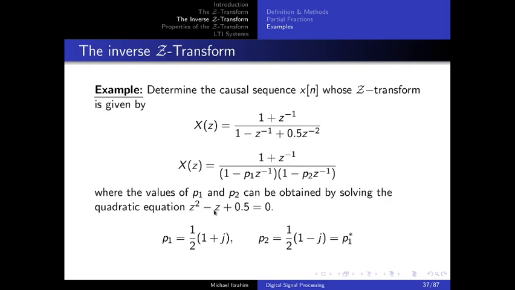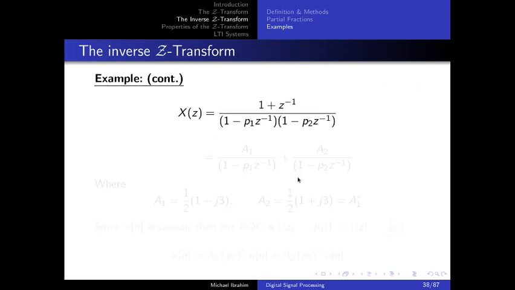z squared minus z plus half equals 0. In this case, a equals 1, b equals minus 1, and c equals half. And in this case, the calculator will give you the roots for the variable z, which is what we're looking for. So now that we have found the poles, X of z will take the form constant over 1 minus p1 z minus 1 plus another constant over 1 minus p2 z minus 1.